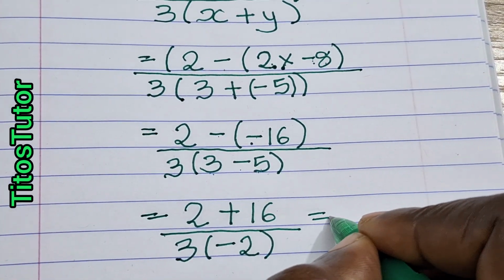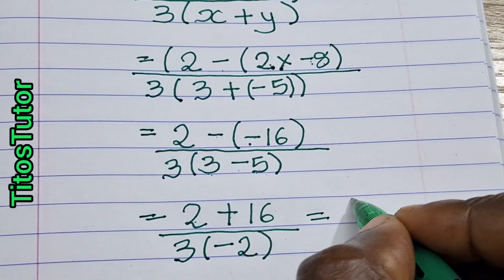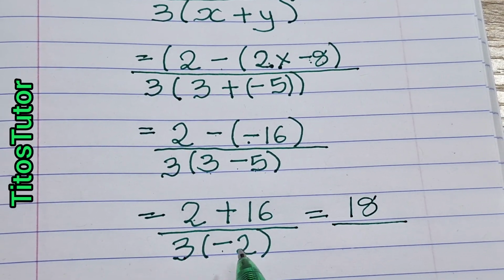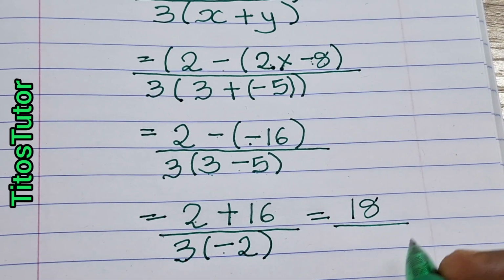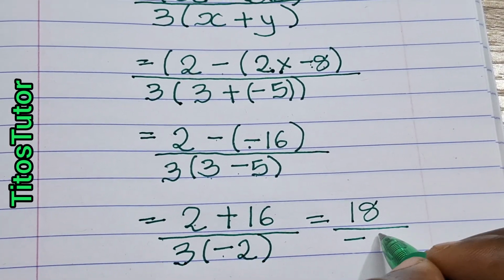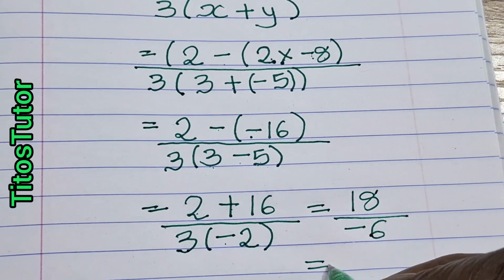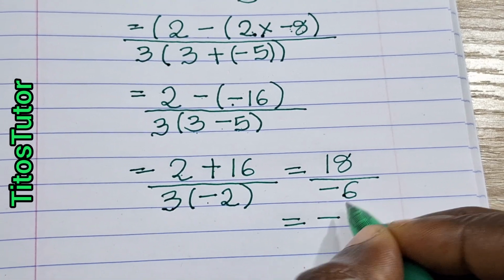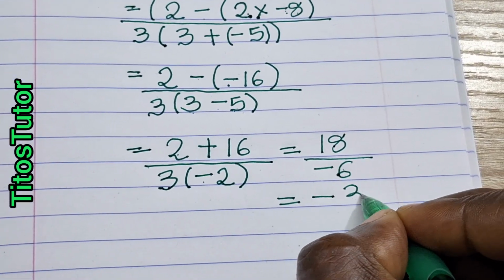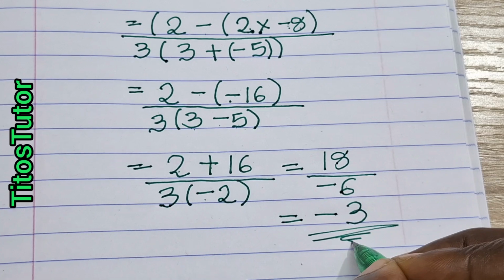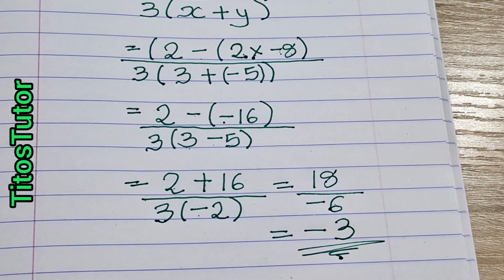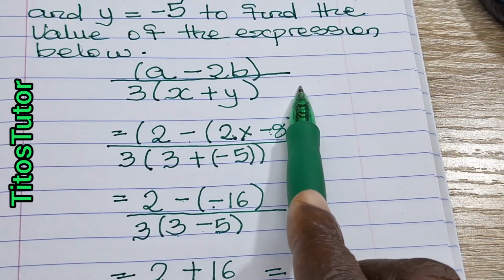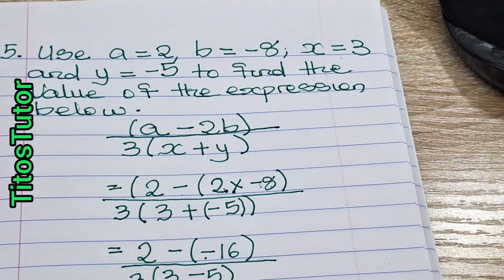Okay, so this will be 2 plus 16 is 18, and 3 multiplied by -2. Remember, positive multiplying negative is negative. 3 times 2 is 6. 18 divided by -6. Positive dividing a negative is negative. 18 divided by 6 is 3. Final answer, -3. So -3 is the answer to this expression that satisfies all the conditions given.